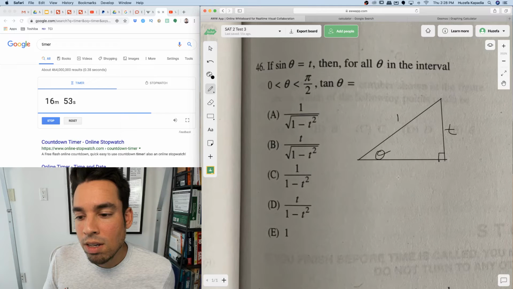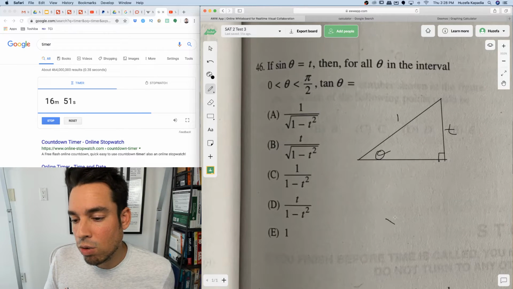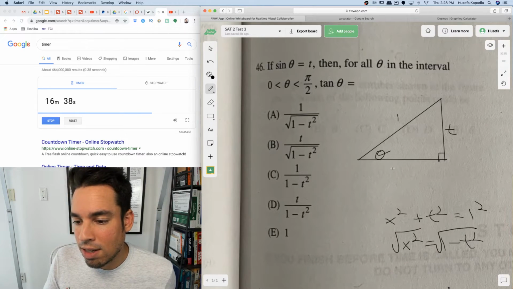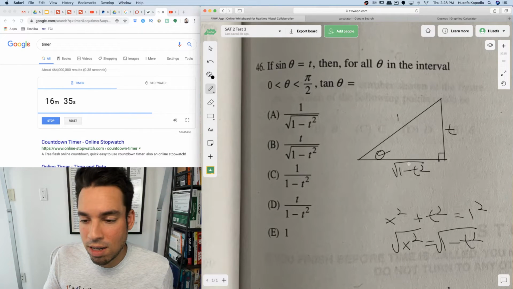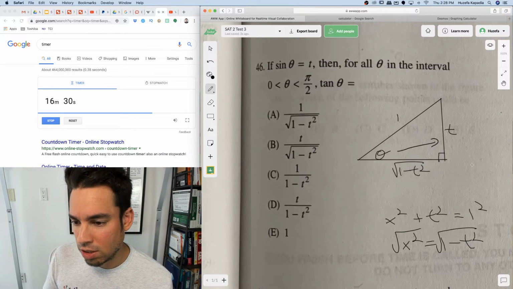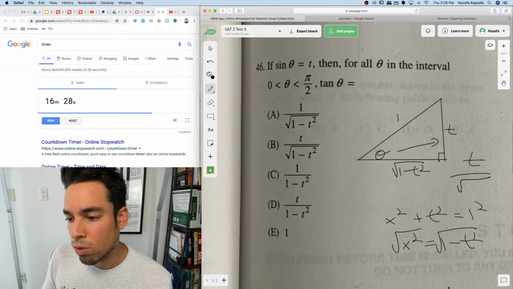Well, then what's this side? This side can be derived from the following equation. If I'm going to call this x, x squared plus t squared equals 1 squared. Then I isolate: 1 squared is just 1, so x squared is 1 minus t squared, and I take the square root. So this side is the square root of 1 minus t squared. Now I can take tangent of theta. You see how clearly I'm on the right track. Tangent of theta is opposite over adjacent. It's t over square root of 1 minus t squared.